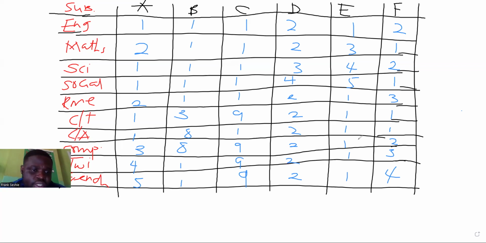Aggregate score is different from your grades. In each of the subjects you took or wrote, you are going to get grades, and the grade is always from grade 1 to grade 9 in each of the subjects. For aggregate score, it is the accumulation of your 6 subjects.